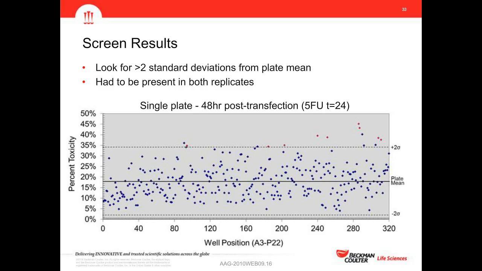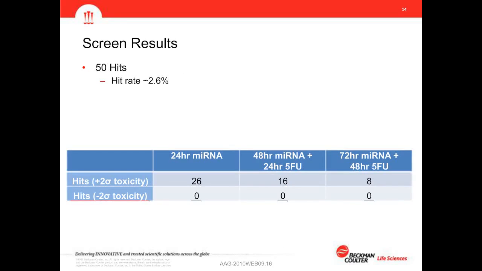And what we were looking for in hits was to find some wells that had more than 2 standard deviations of a response away from the plate mean. So for this, that meant above 34% toxicity or below 2% toxicity. And for it to be considered a hit, it had to be present in both replicates. So shown here, there's about 14 wells for this particular plate that were above the 34% toxicity 2 sigma threshold. But the ones that are marked in red are those 9 hits that actually were present in both replicate wells for these conditions.